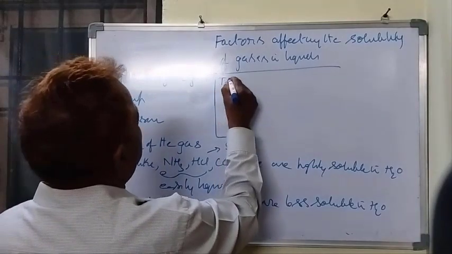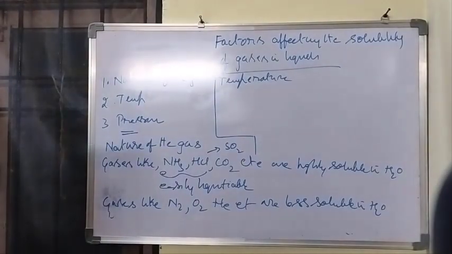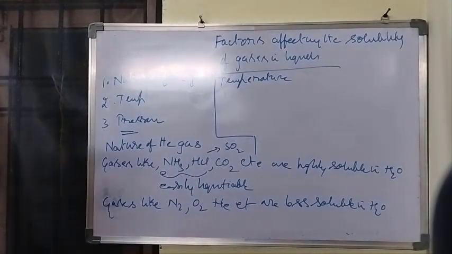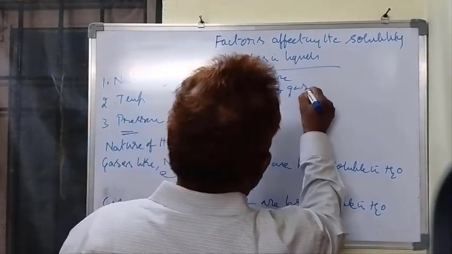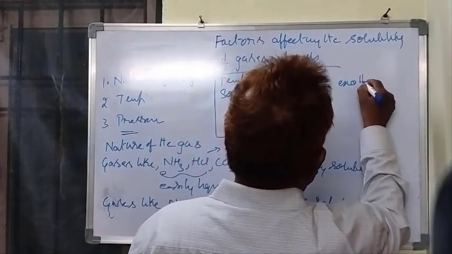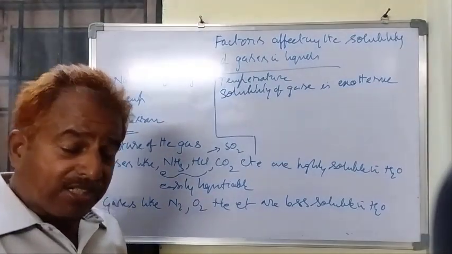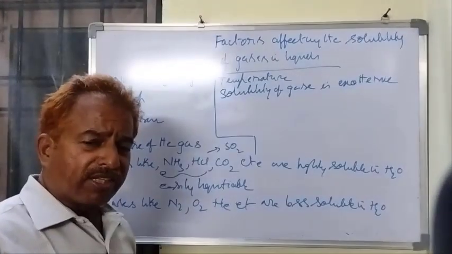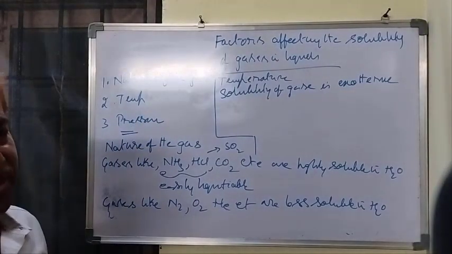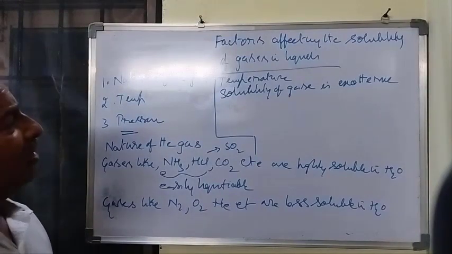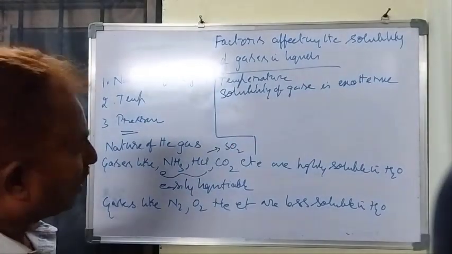Now the second factor is temperature. Just now we discussed that the solubility of gas is an exothermic process. Solubility of gases is exothermic. That means heat is released. Why is heat released? Gaseous substances have more entropy, that is, disorderedness is more. When the gas is dissolved in water, that disorderedness becomes less. That means energy is lost, energy is released. Energy released means it is an exothermic process.